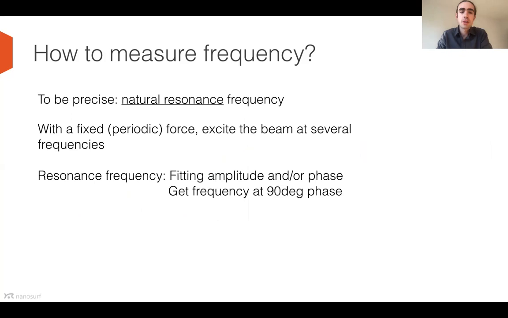So we're left with two different ways to get that natural resonance frequency: fitting amplitude or phase, or getting the frequency at which the phase is 90 degrees. That is, that they are just offset by that amount.